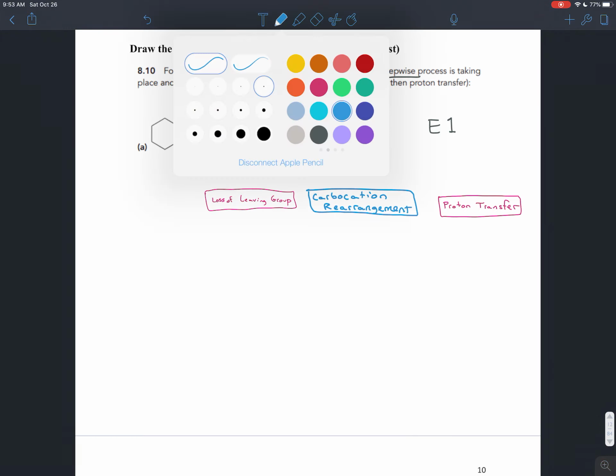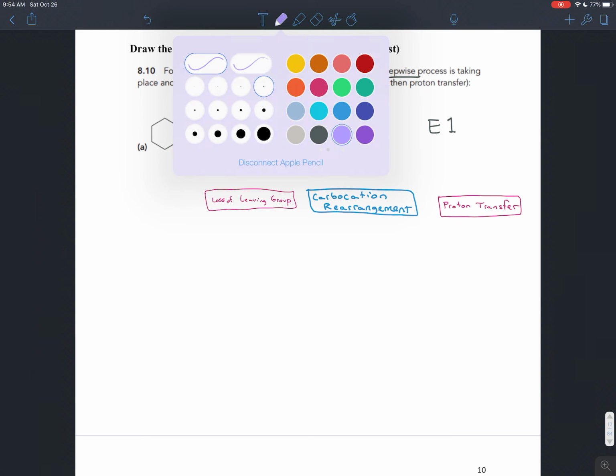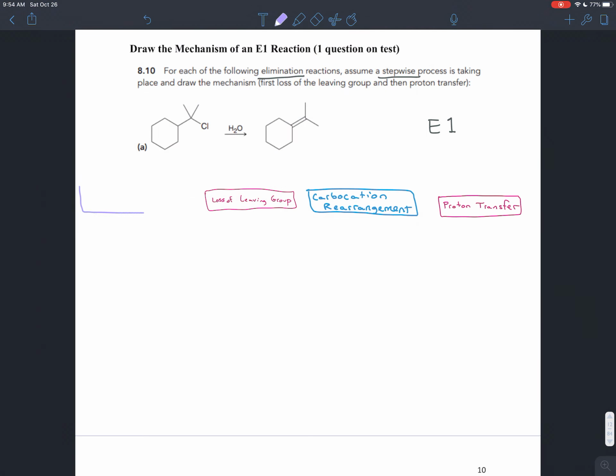And the last thing is, because the first step, the loss of a leaving group, is not getting pushed off in this case by a strong base taking a proton and having the electrons to that beta hydrogen push the leaving group off, as we've seen in the last couple of videos, but rather is just leaving on its own, it needs to be a good leaving group. And so the first thing you want to do when you're drawing these E1 mechanisms is to check, do you have a good leaving group? If not, then you have to do a proton transfer.